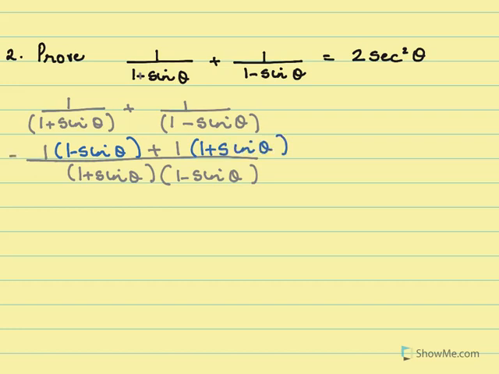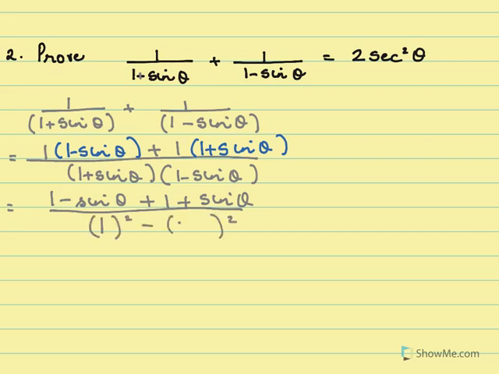Now you open the bracket: 1 minus sine theta plus 1 plus sine theta. And in the denominator, what have we got? A plus b, a minus b: 1 plus sine theta, 1 minus sine theta. That is a square minus b square.